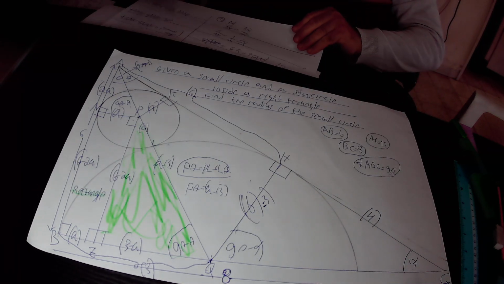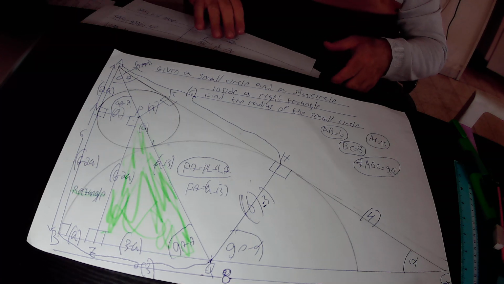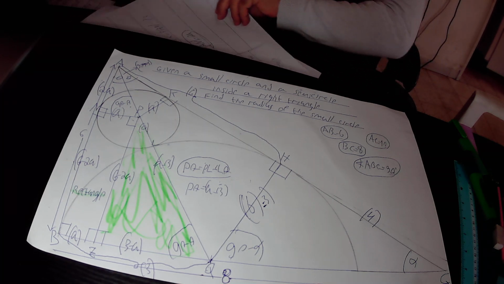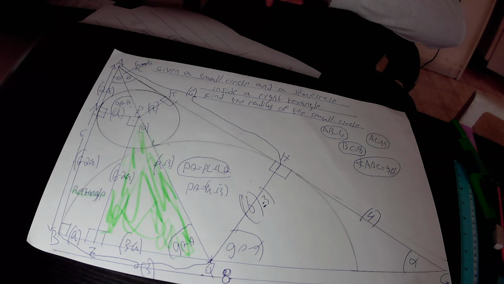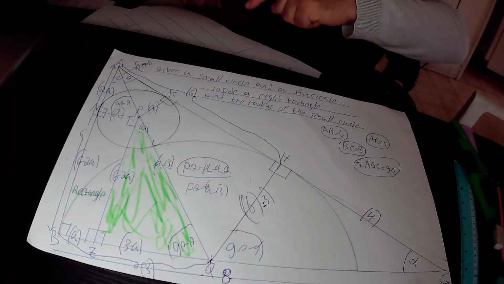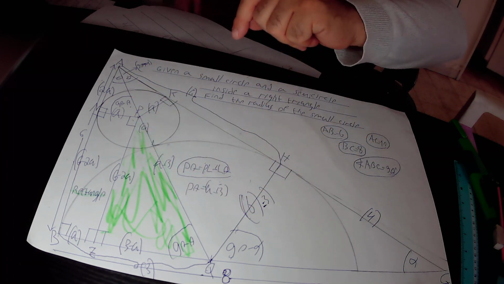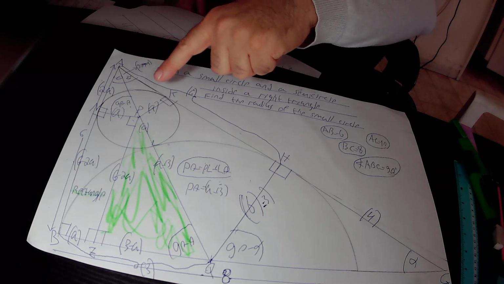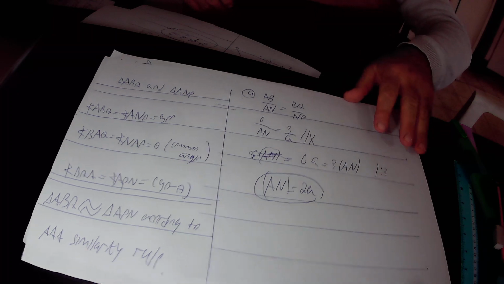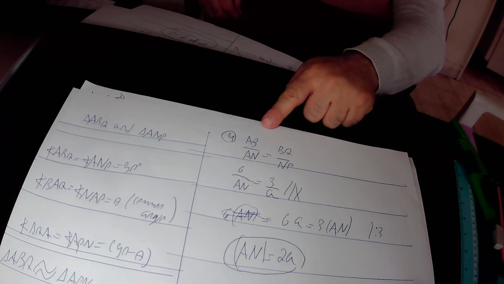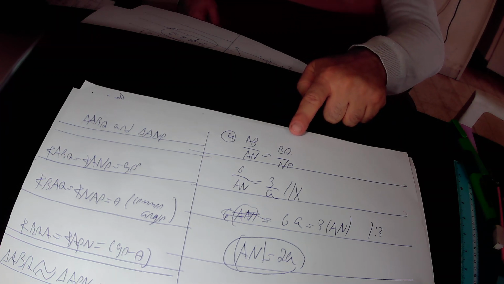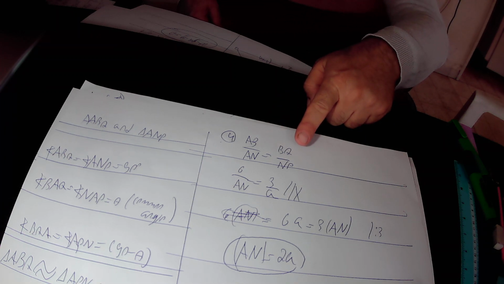And from the fact that those two right triangles are similar to each other, we derive that the following relationship exists between their sides. Side AB in the big right triangle ABQ over side AN in the small right triangle ANP equals side BQ in the big right triangle ABQ over side NP in the small right triangle ANP.